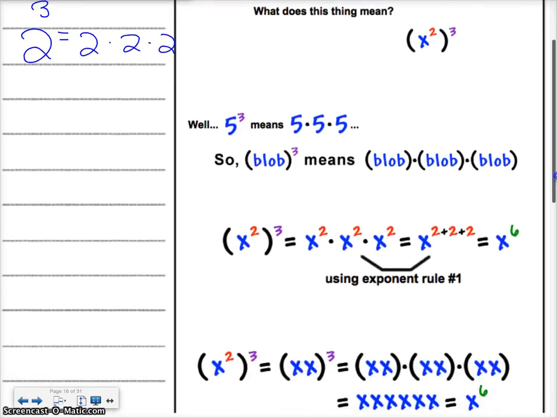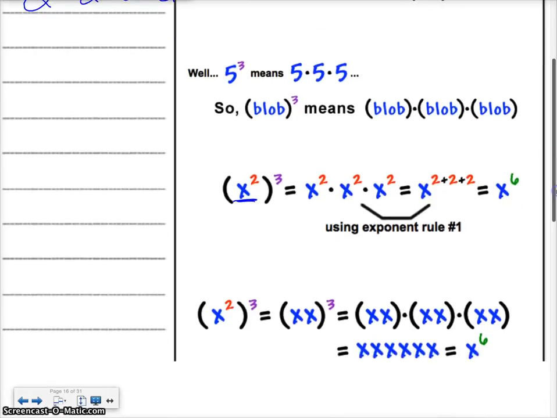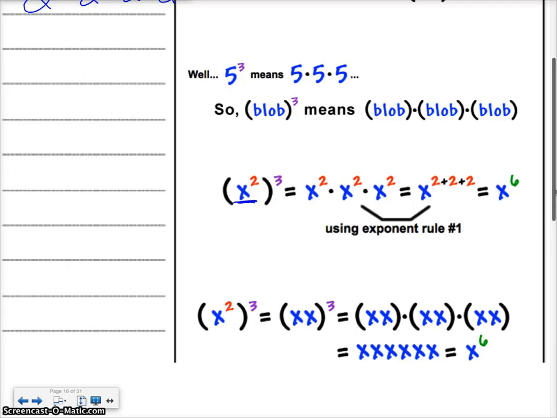So let's just analyze this awesome math here. It says 5 cubed means 5 times 5 times 5. So blob, whatever you have, cubed, is really the blob times the blob times the blob, 3 times. So in this first example, our blob just happens to be x squared. So what x squared cubed means is x squared times x squared times x squared, 3 of them.